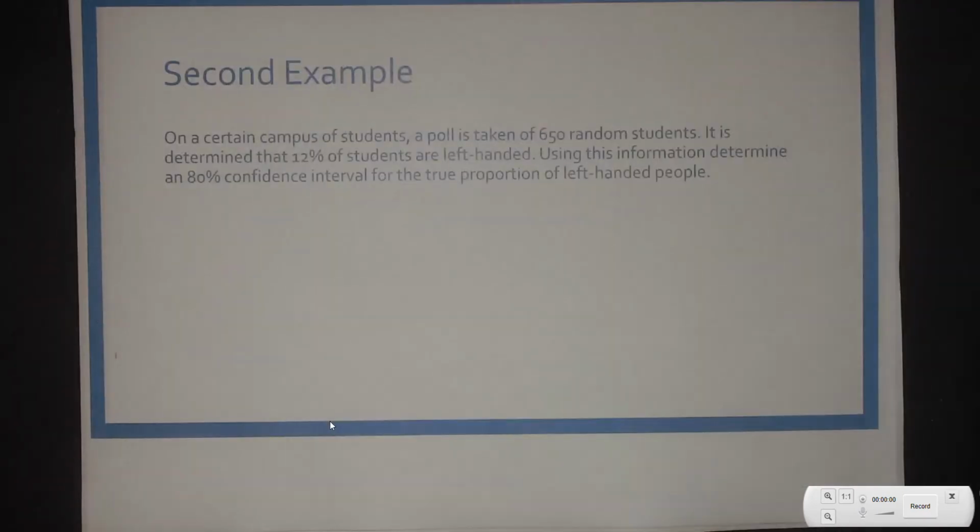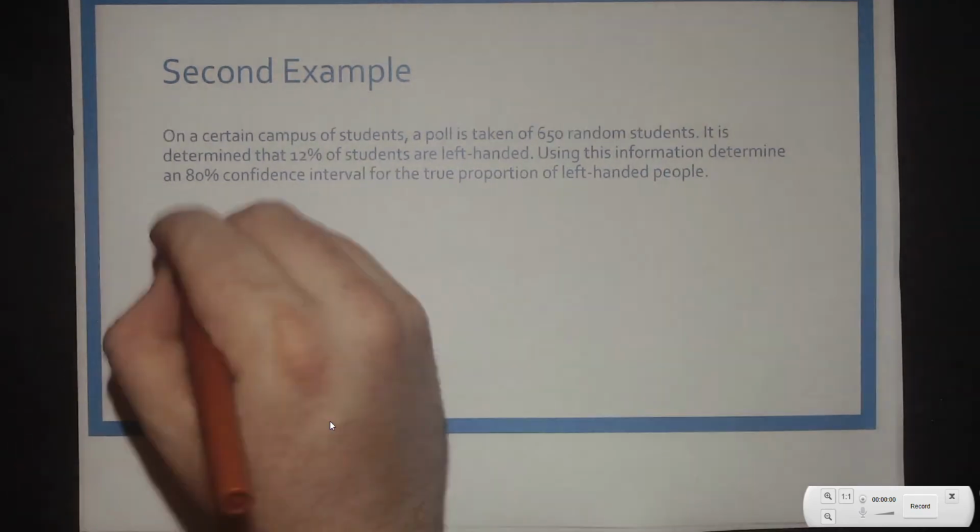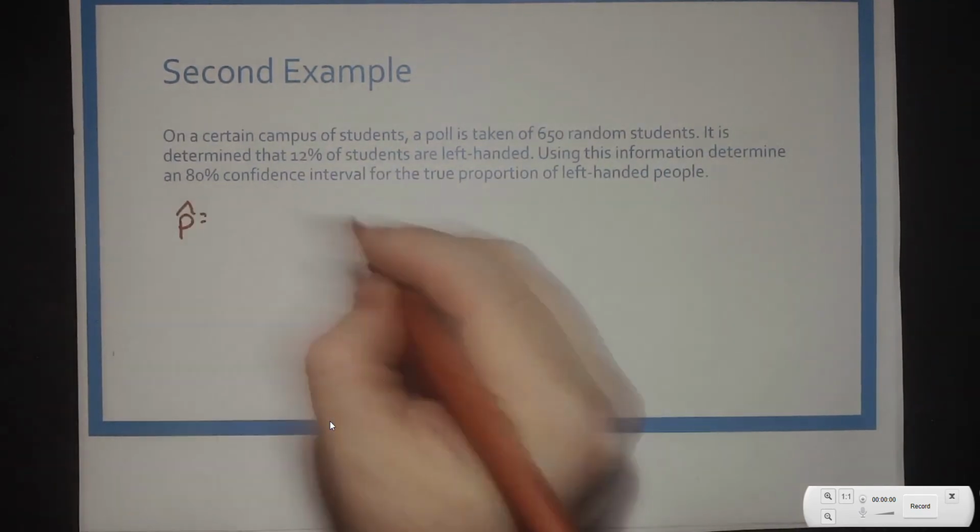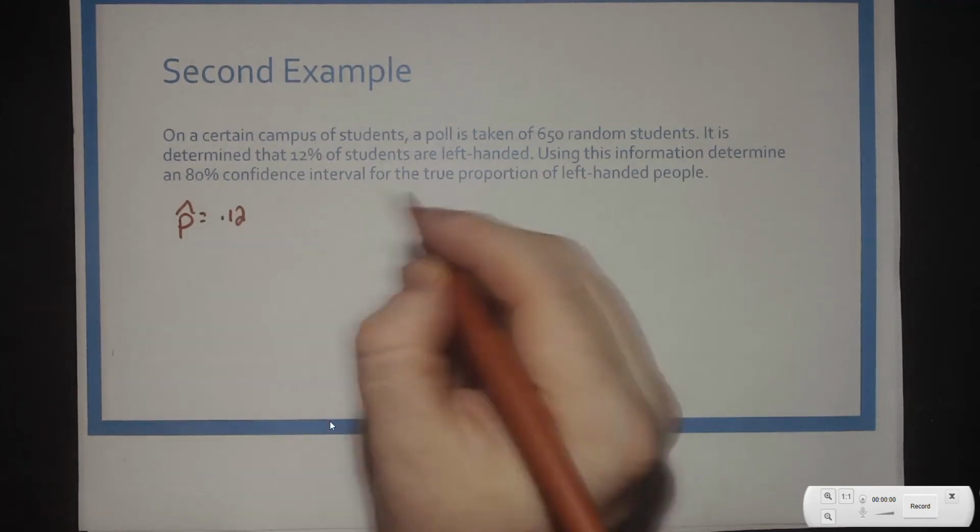Okay. Second example. On a certain campus of students, a poll is taken of 650 random students. It's determined that 12% of the students are left-handed. Use this information to determine an 80% confidence interval for the true proportion of left-handed people. So we're going to do the same thing. So we got our P. Our P is 12%. Really, it's P hat. But I've never been a stickler for those things.